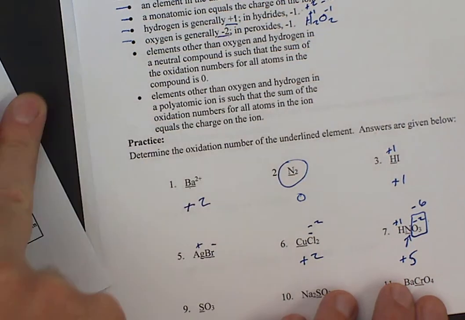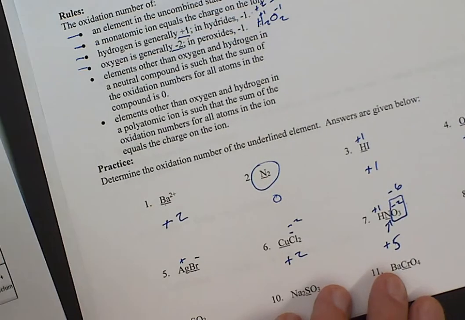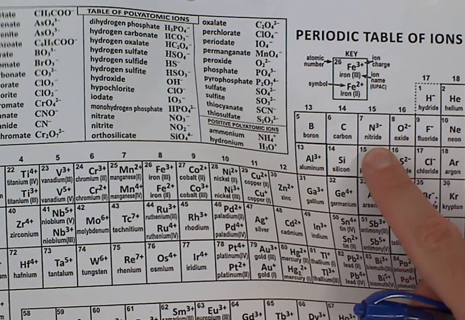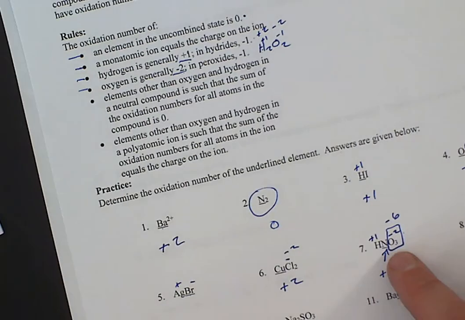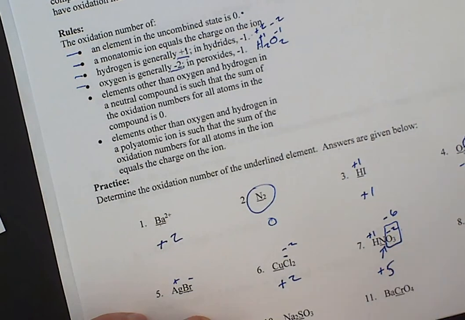Nitrogen, when we look at our periodic table of ions, we see it having a -3 charge a lot. However, because it's attached to an oxygen, that oxygen has a very strong pull towards the electrons, which allows it to pull some of the electrons towards it.